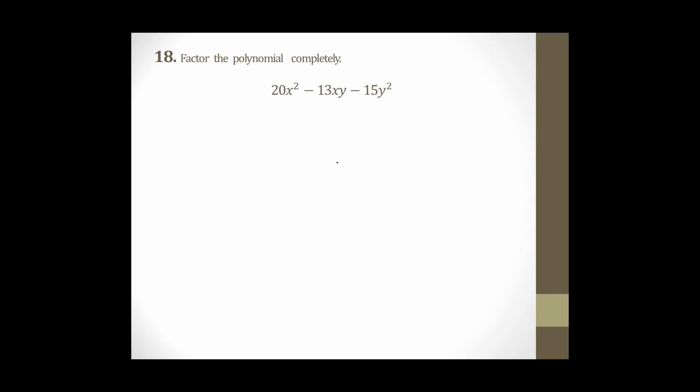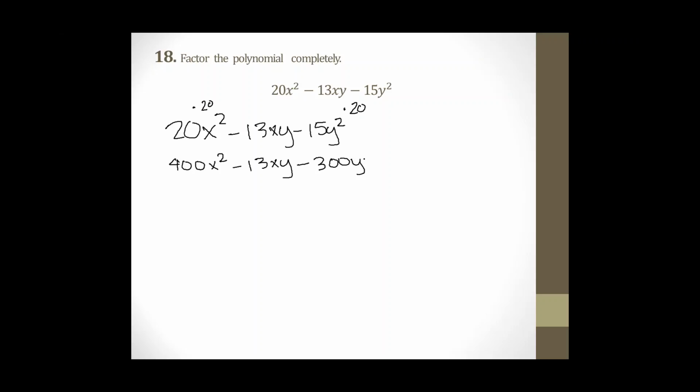All right, so we're going to start off by multiplying the first and third term by the 20. So let's see here. I'm going to just rewrite my polynomial. Okay, so I'm multiplying this first one by 20 and then this one by 20. Okay, so here I have 400 because 20 times 20 is 400. x squared minus 13xy minus 15 times 20 is going to give me 300y squared.